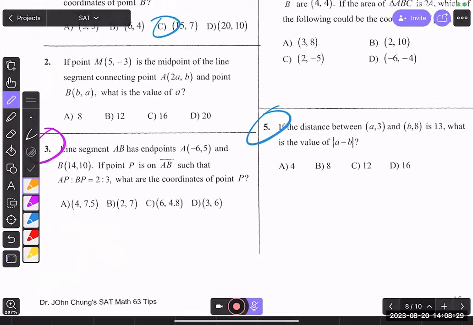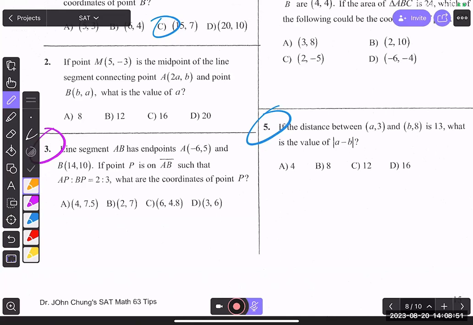All right, let's look at 3 and 5. That's another full round, right? So, Aaron, back to you. 3 and 5, it's your choice. I'll do number 5.